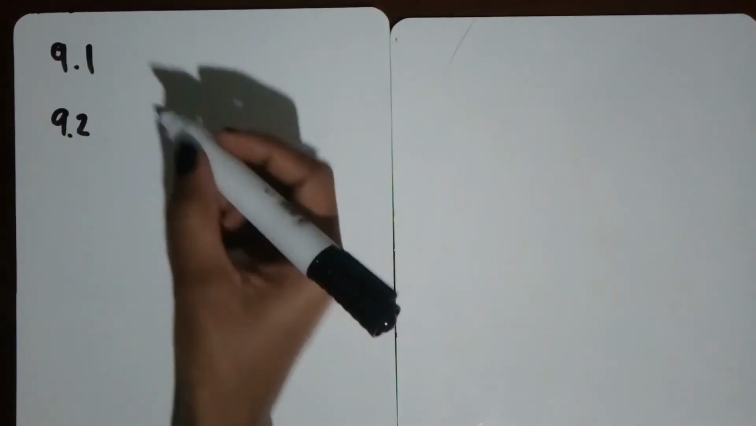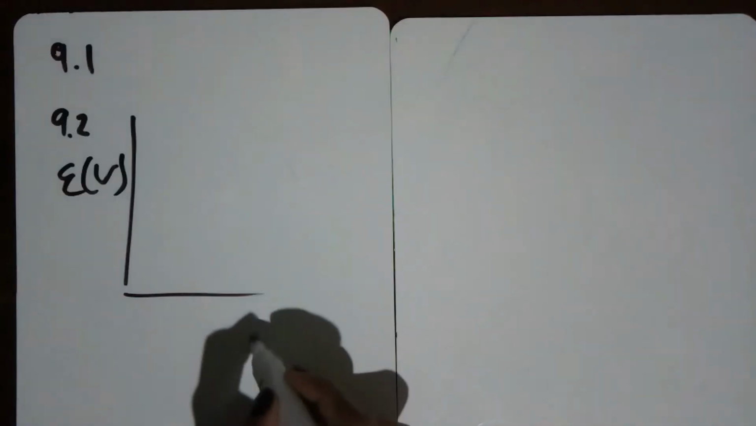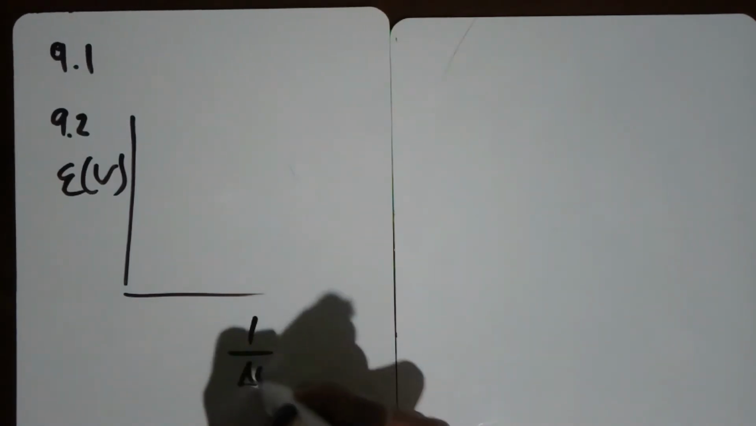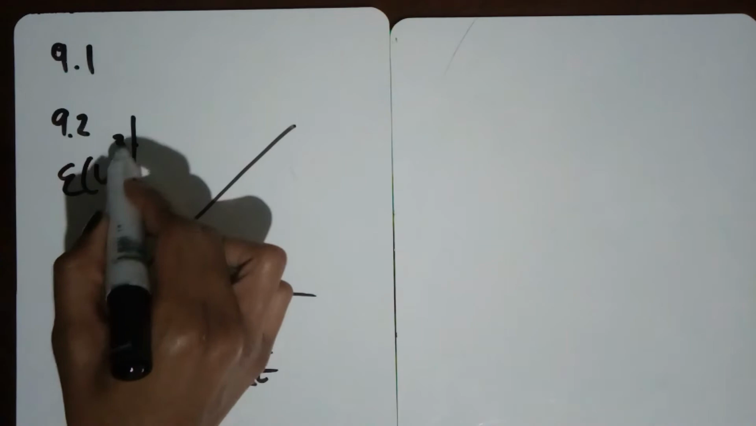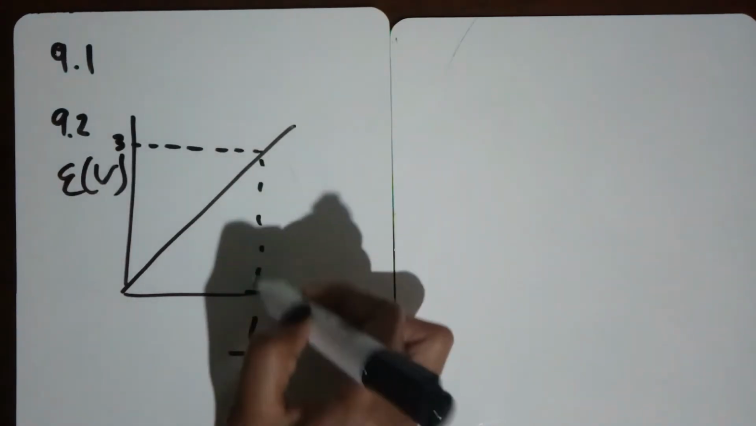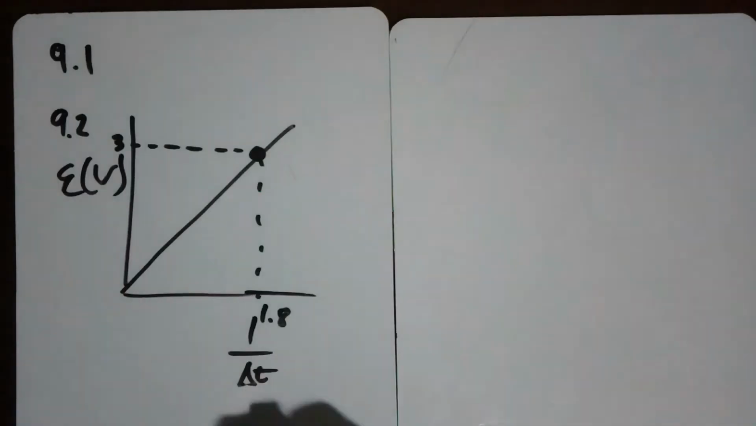Then question 9.2 wanted us to use the information. So we were given a graph, and on this axis you have E measured in volts, and on the x-axis you have 1 over a change in t, right? So that is the graph that is given to us, and it was a sort of straight line. So we have to use the information. We selected a point on the y-axis. The point was 3, and it coincided with 1.8 on the x-axis. So that was the point that I chose, right?